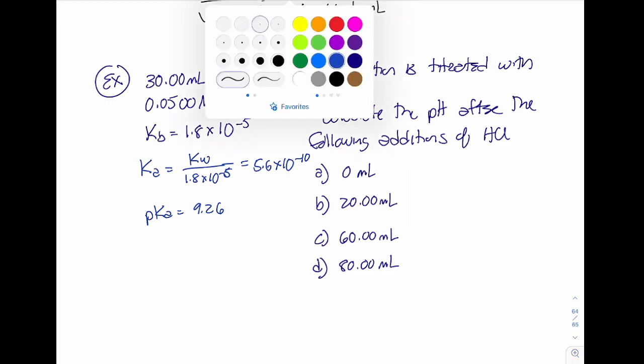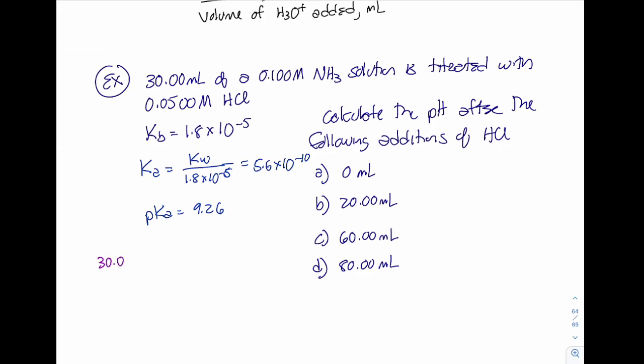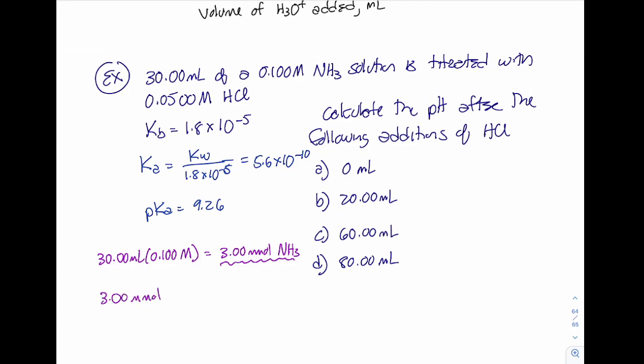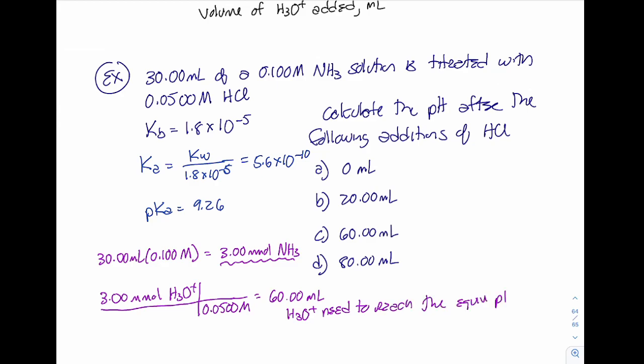I know that if I have 30 milliliters of a 0.100 millimole per milliliter ammonia solution, I'm starting out with 3 millimoles of ammonia. I know at the equivalence point, I'm also going to need 3 millimoles of my strong acid, and then when I divide that by its concentration, again millimoles per milliliter, millimoles would cancel. And we're going to get 60 milliliters. And again, I just like to do that. I know now that this is my equivalence point.